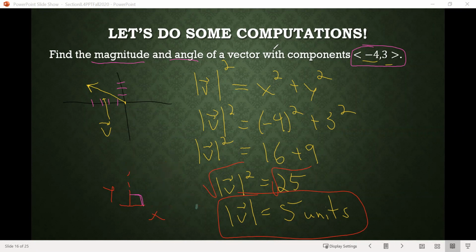All right, so I'm going to write that off to the side here. So the magnitude of the vector, again, is 5 units.